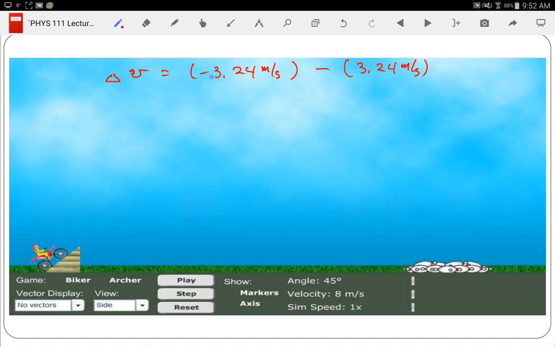Why is that a minus sign again? Right here, why is that a minus sign? Because he's going down. So that's the change in speed, and we know that change in speed is equal to acceleration multiplied by change in time. So that means the time he's in the air is just going to be that change in speed divided by the acceleration. 3.24 times 2 is 6.48.